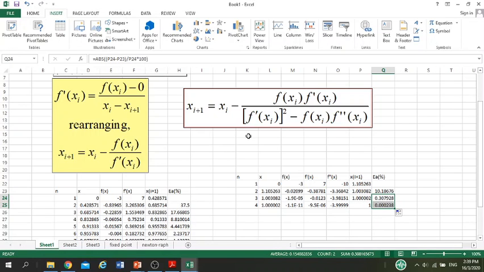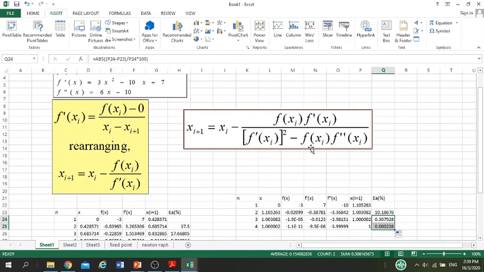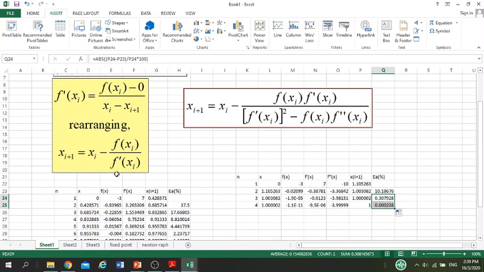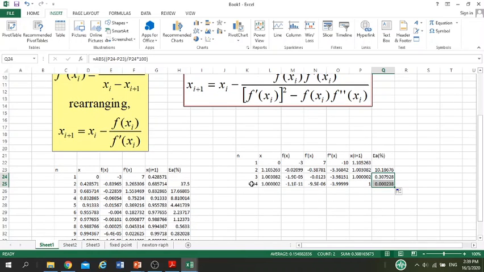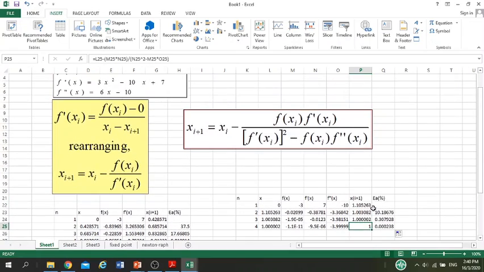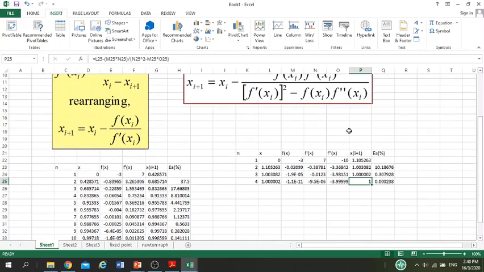Okay, so you see that we converge to the final value of x much quicker than using the normal Newton-Raphson method. Here we just use 4 iterations to get us to the target value of approximate error, which is less than 0.05%, and this is the root that we are looking for. Okay, so it gave almost a similar value to the normal Newton-Raphson, but at a much quicker converging rate.